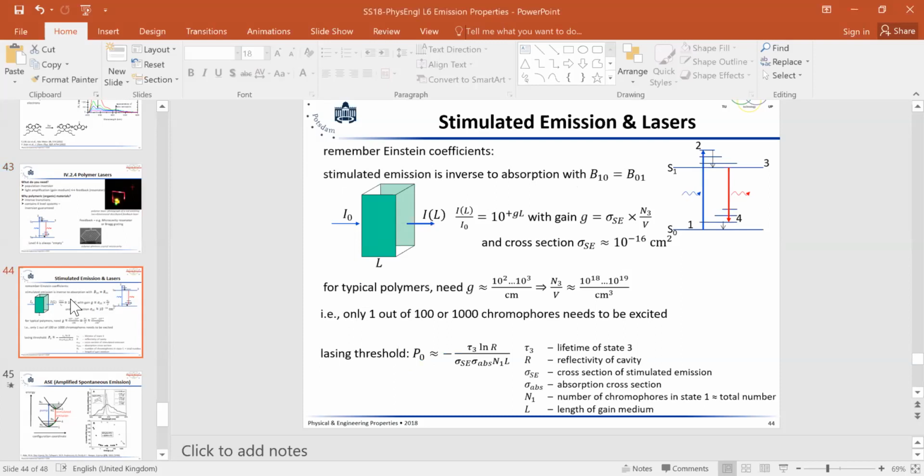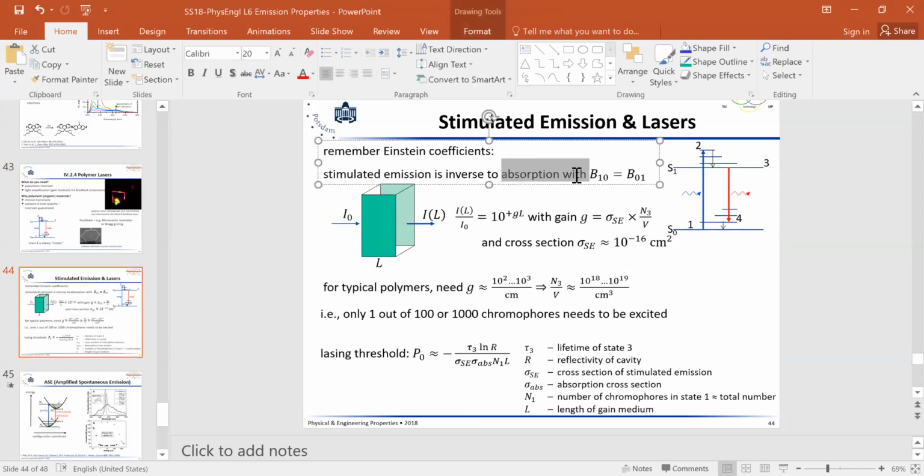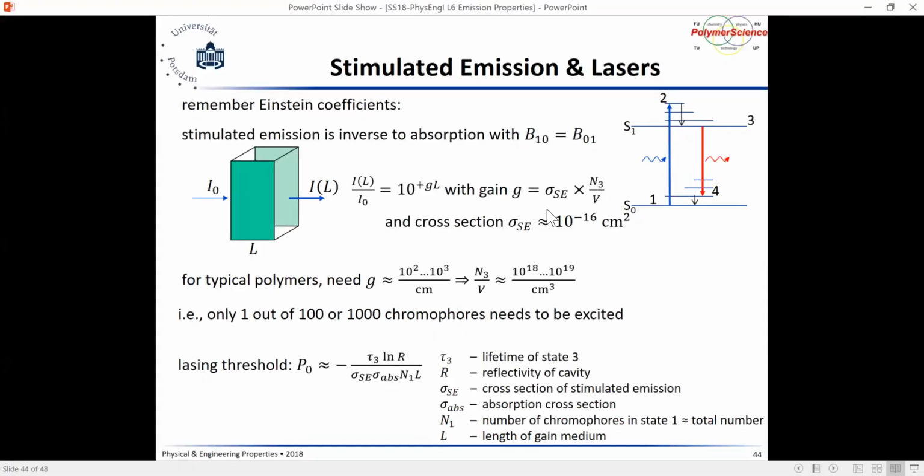So, stimulated emission and lasers. This goes back to the Einstein coefficient, which was B10, and we said that the Einstein coefficient for stimulated emission would be the same as the Einstein equation for absorption.